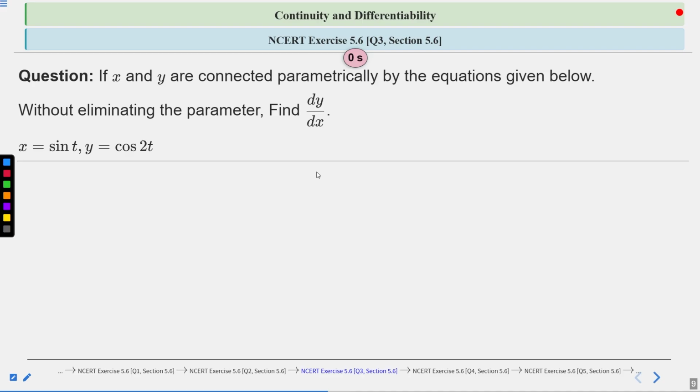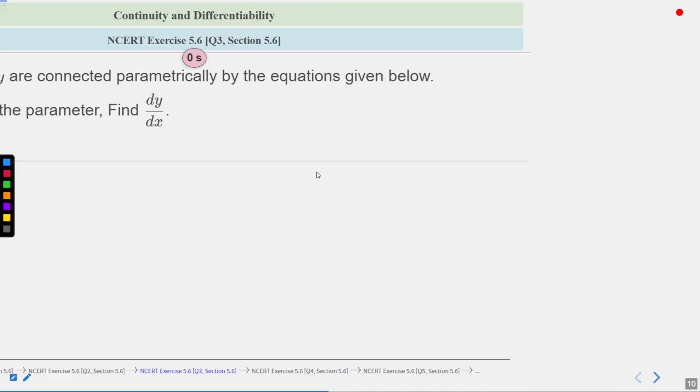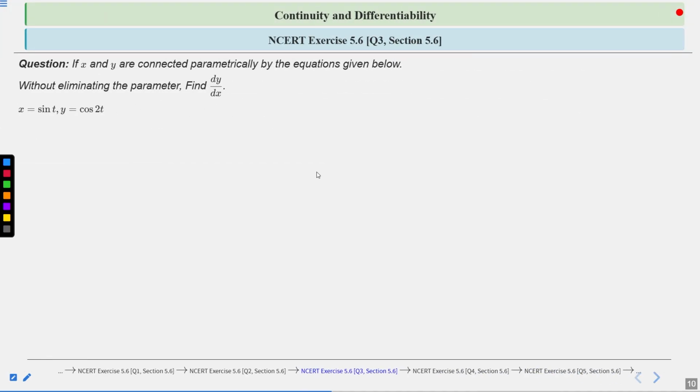Okay, so let us start the solution part. Again, if x and y are connected parametrically by the equations given below, without eliminating the parameter, we have to find dy by dx. So here x is equal to sin t and y is equal to cos 2t. The answer is minus 4 sin t. Let us see the solution part.